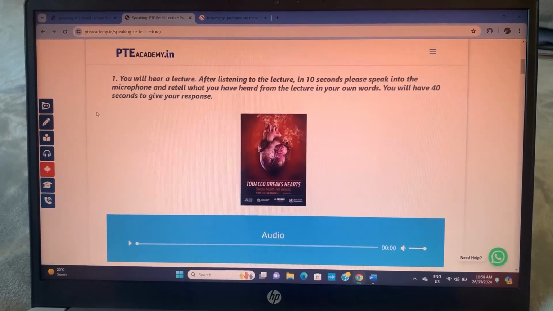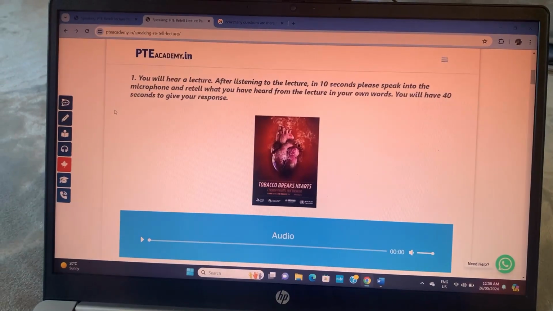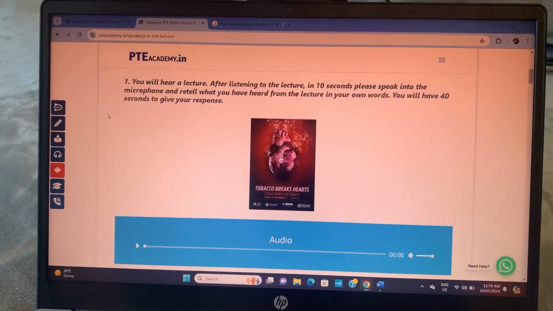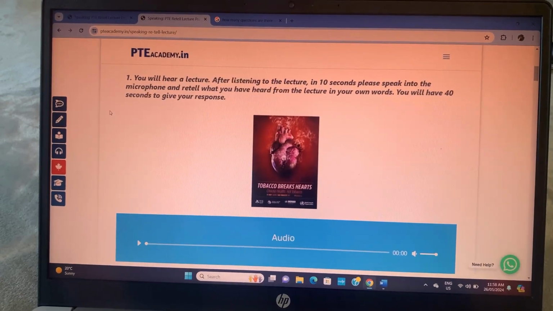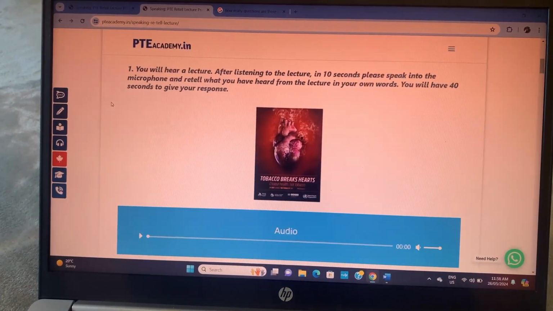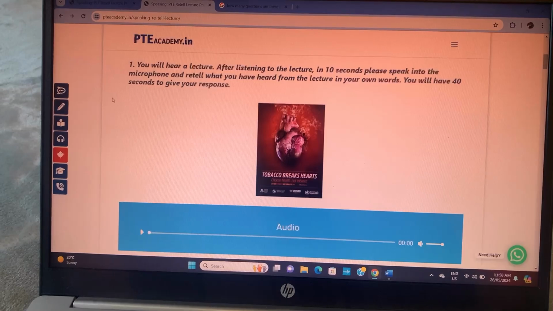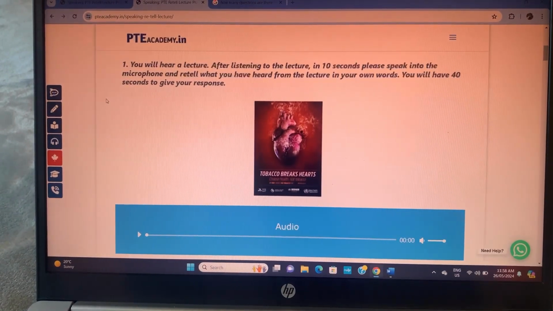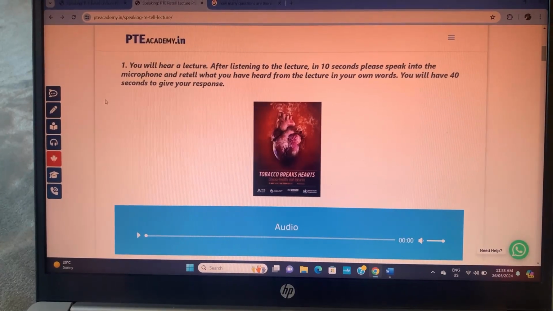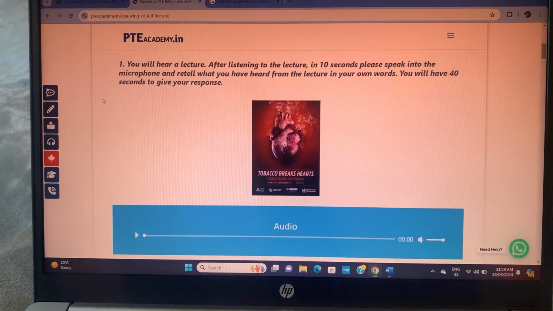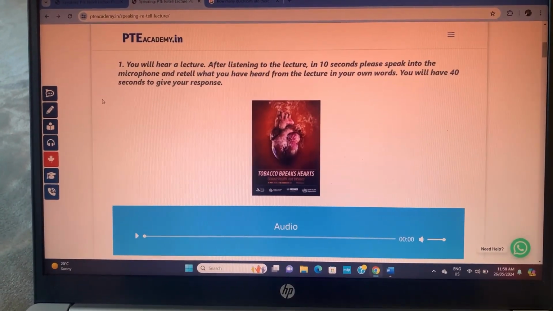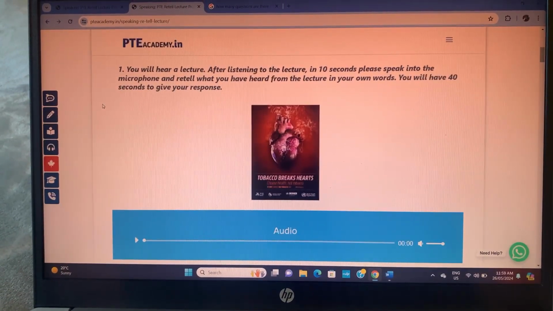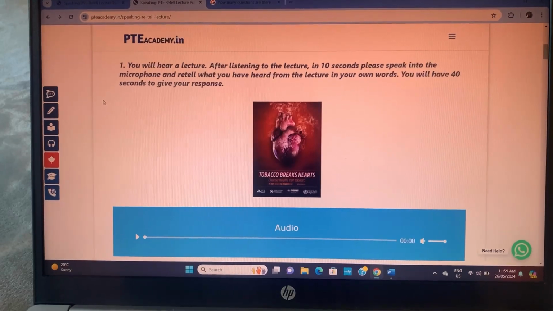Retell lecture is a part of the speaking test. You'll have 2 to 3 questions. They will give you 10 seconds to prepare, and then you'll have 40 seconds to respond. In this pattern, I'll tell you some essential information which is really important. First, you should use erasable notepads. If you stop for more than 3 seconds, your mic will stop automatically.